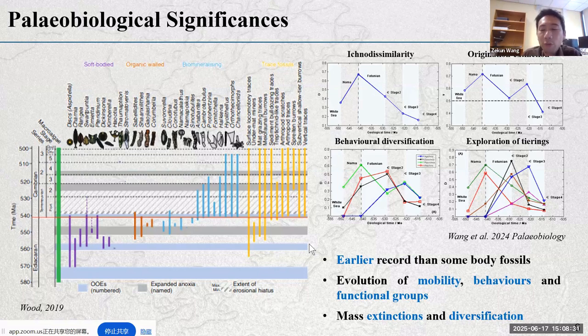So with this trace fossil record, we can study, for example, the evolutionary history of certain behaviors, body plans, and tierings during the dawn of the animals, the earliest animals, during the Ediacaran-Cambrian transition. So they are really very important.